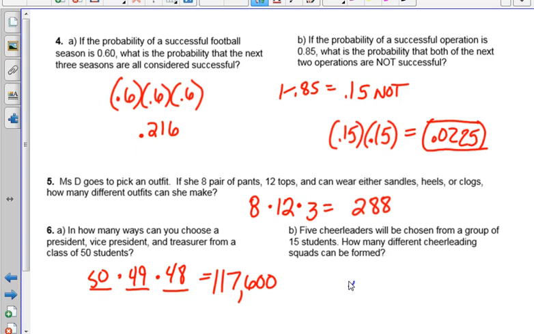Whereas this question B says 5 cheerleaders can be chosen from a group of 15. How many different cheerleading squads can be formed? We only want to count choosing that set of 5 girls one way. We don't want, or boys. We don't want to count like A, B, C, B, C, A, D, B, C, A, C, D. Those all don't count differently. Does that make sense? Yes. Yes. This one is order doesn't matter.